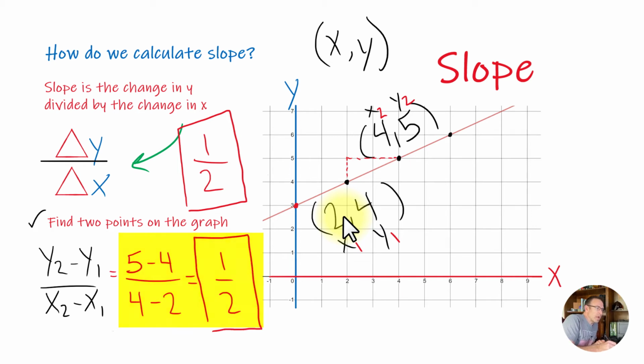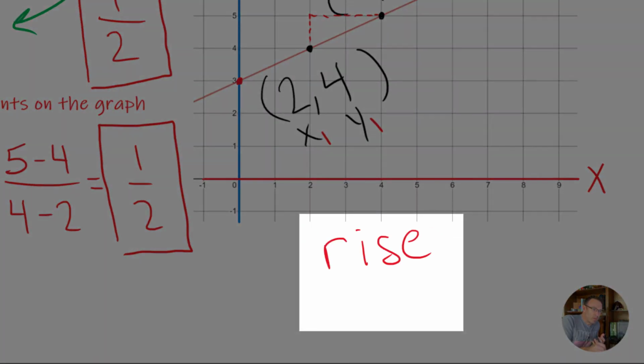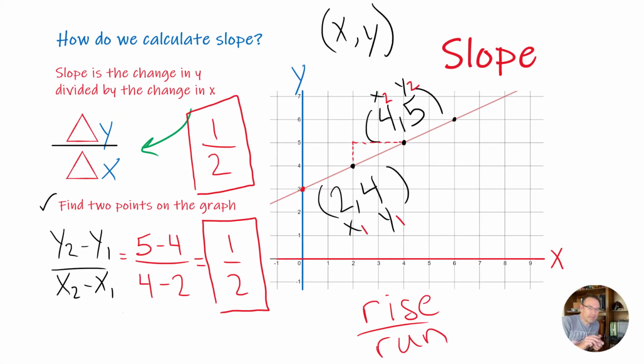before. You might want to use this formula if you have some big numbers on a big graph, or if you have some numbers that are decimals or something and it's hard to count up on the graph. The easiest solution is just to count up like we did here. We counted up 1 and we went over 2. So the change in y was 1 over the change in x, which was 2. That's the easiest way to get slope. Some people also refer to slope as rise over run, right? Rise over run, which is exactly what we did here. The change in y over the change in x.